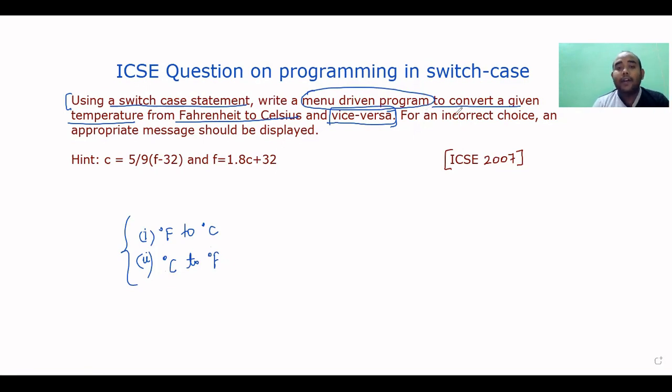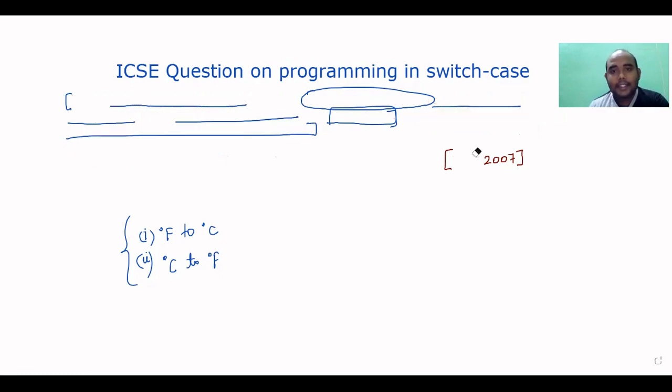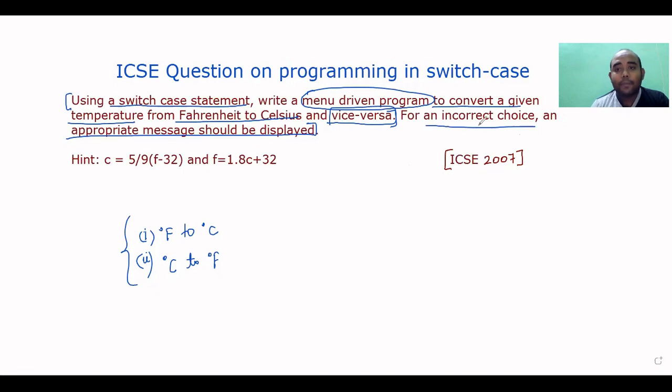After that, what is written? For an incorrect choice, meaning if the user inputs an incorrect choice, meaning not 1 and not even 2, some other number may be 3, 4, 5, 6, which is not present in the option list, which is not present in the menu. So if he inputs any wrong choice, an appropriate message also needs to be displayed.